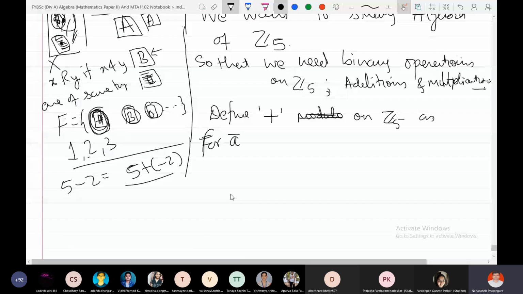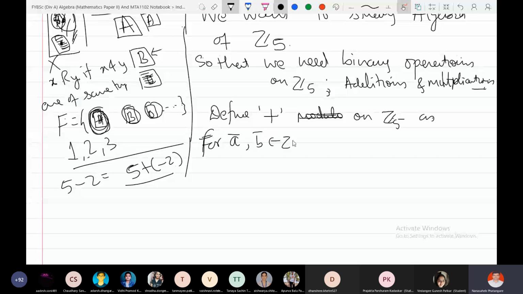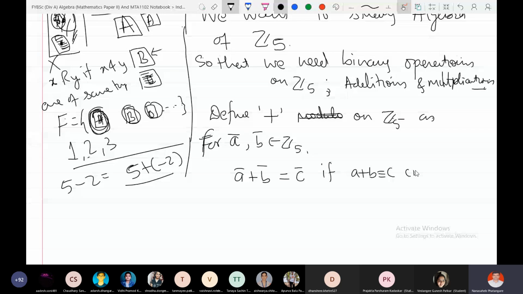So for A bar and B bar in Z5, A bar plus B bar is C bar if A plus B is congruent to C modulo 5. Right, so what is the addition of A bar and B bar? The addition of these two classes or these two boxes is a new box or new class. But what is that box or class whose representative is C? And what is C? C is actually A plus B, right? C is congruent to A plus B.